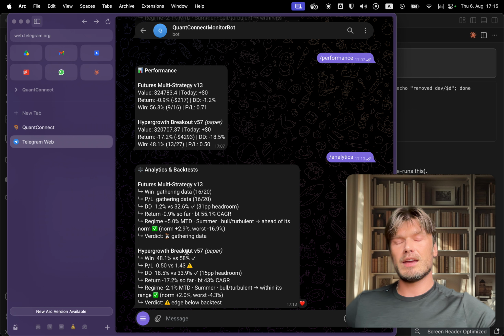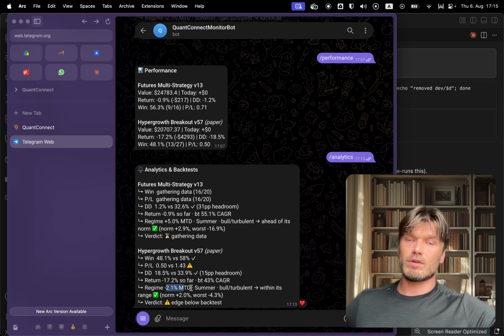And July is not a very active month on the market, so I was not expecting it to produce very good returns during those months. Drawdown as well is 18% versus 33% in the backtesting. So there's still room for the drawdown, but it's drawing down a lot. Right now return is -17%, and expected return is 43, so it's far below.